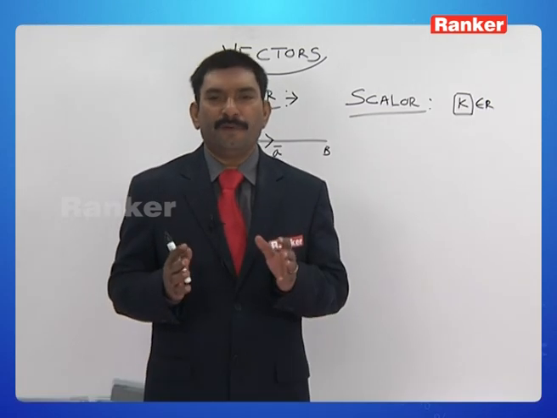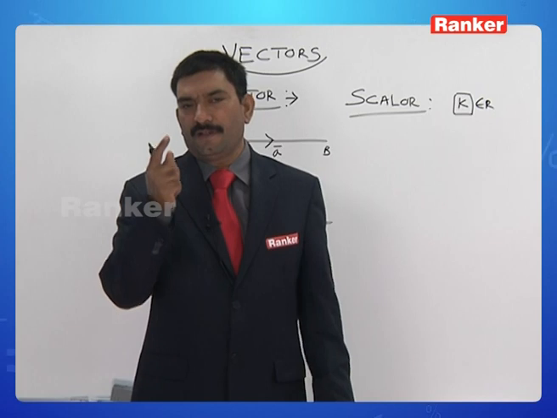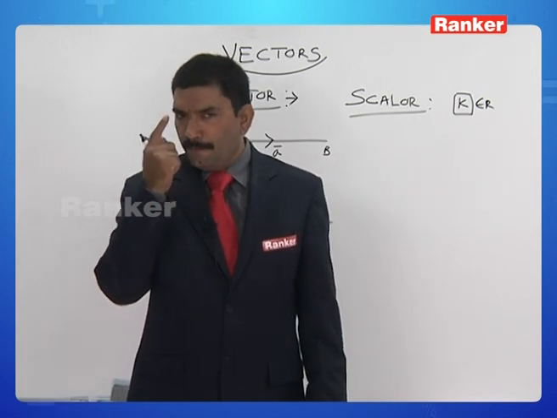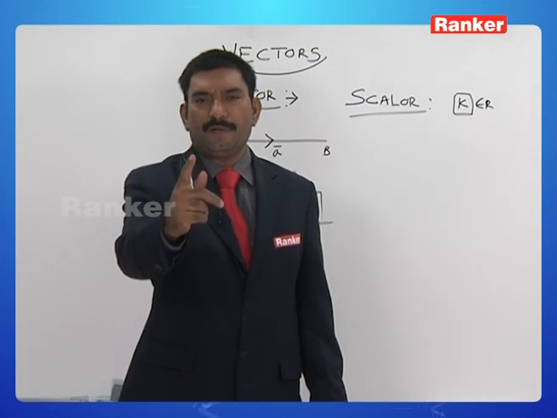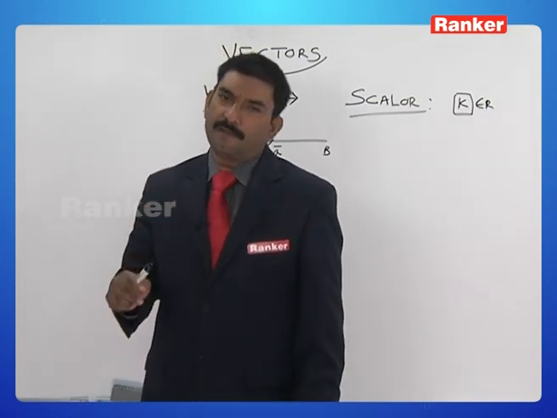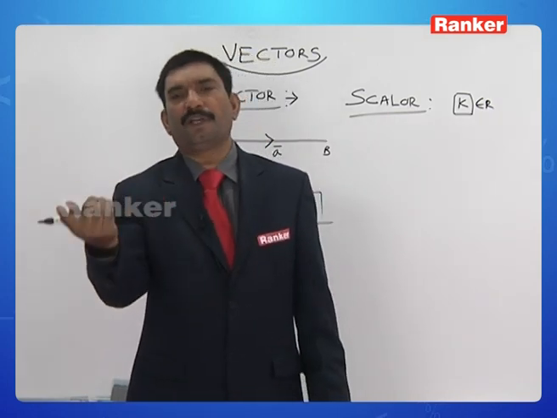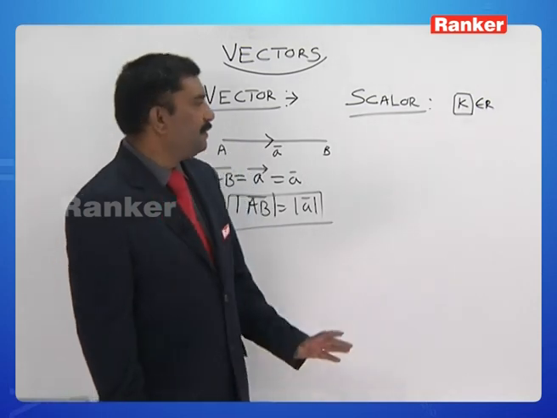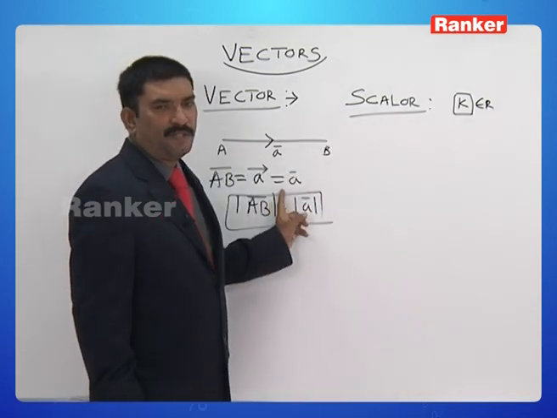So every scalar is denoted by just a real number, and a vector is denoted by a directed line segment. Segment means length, directed means direction. So this is the difference between a scalar and a vector.